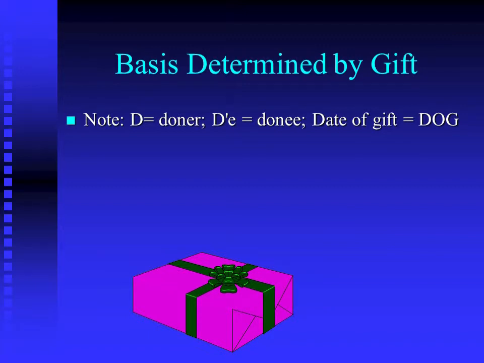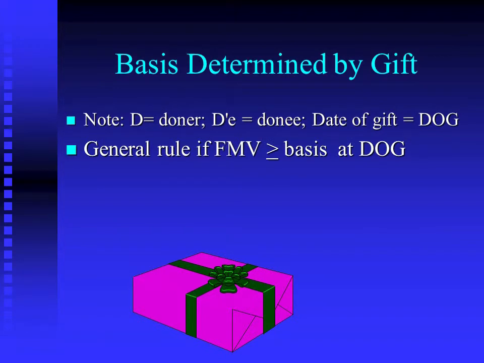You're the one who is receiving the gift. And then the date of gift, or what I call the DOG, that's the date of valuation for most of the things that are happening here. So when you get a gift, at the date of gift, or the DOG, is when you do most of your valuation computations. So our general rule is, if it is appreciated, if the fair market value is greater than basis at the date of gift, you're going to get the donor's basis.